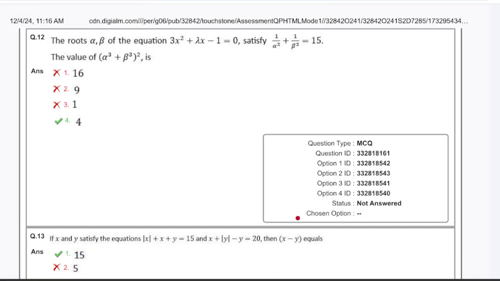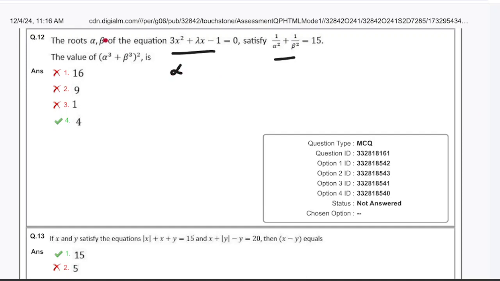Look at the next question number 12. In the question number 12, this is a kind of 10th class question if we just look at it carefully, where we have to find out the roots. Now let's look at this question. What exactly does it say? It says 3x square plus lambda x minus 1 is equal to 0.